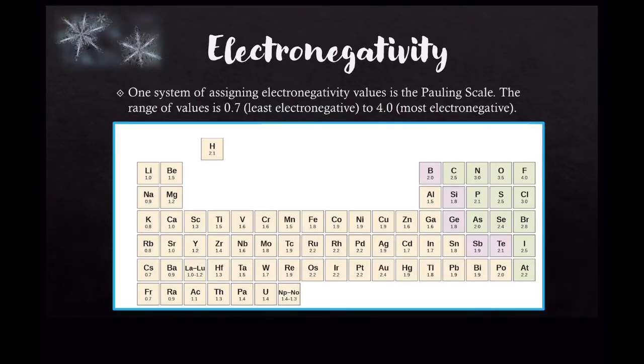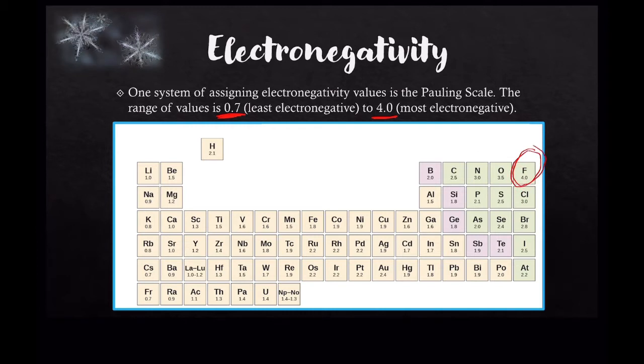One system of assigning electronegativity values is the Pauling scale. In the Pauling scale, the range of values is 0.7, least electronegative, to 4.0, most electronegative. So take a look at this periodic table with electronegativity values and see if you can spot the element that is the most electronegative on the periodic table. Did you find fluorine with its 4.0 value?